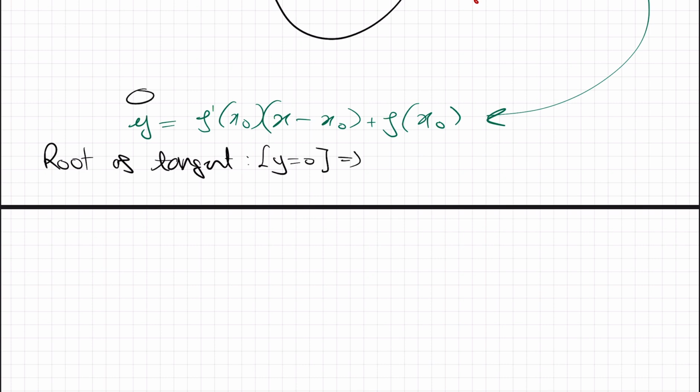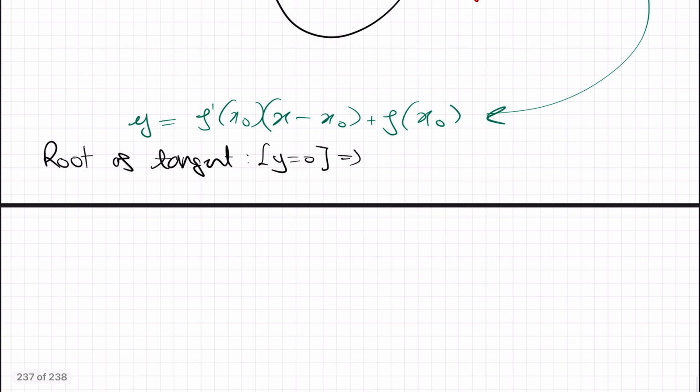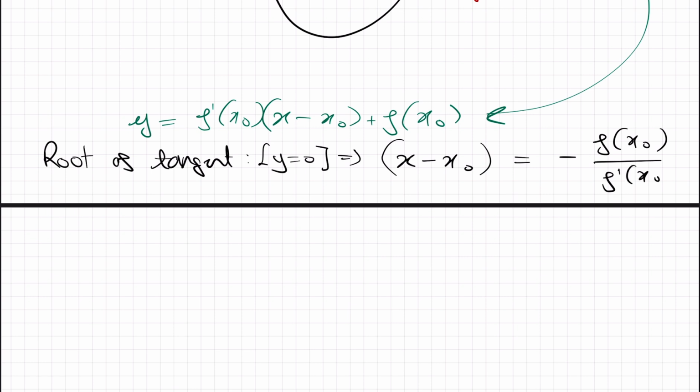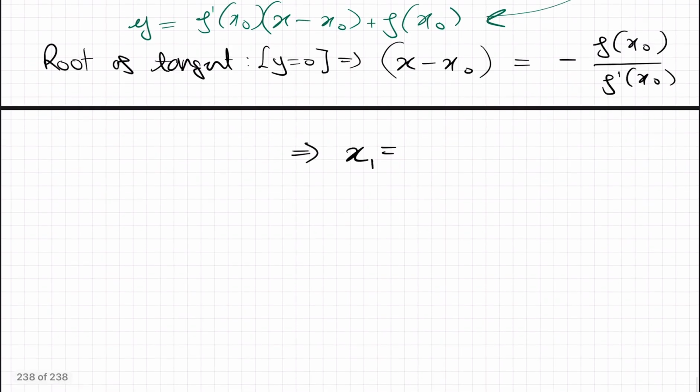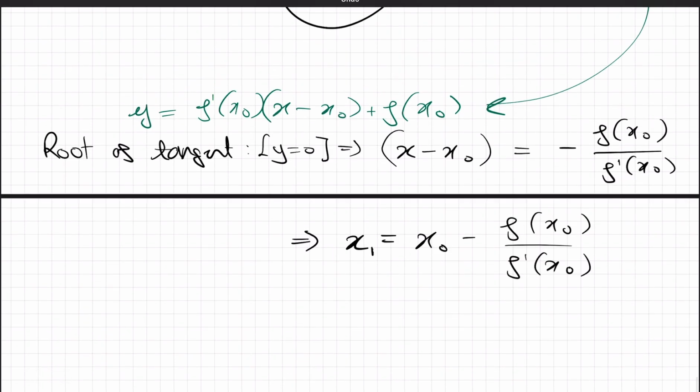And setting this left side equal to 0, doing some rearranging, you end up with x minus x0 is equal to minus f of x0 over f dash of x0, like so. And then this is just going to tell you that the new root, or I'm going to call this x1, is equal to x0 minus f of x0 over f dash of x0. Now remember what this actually is.